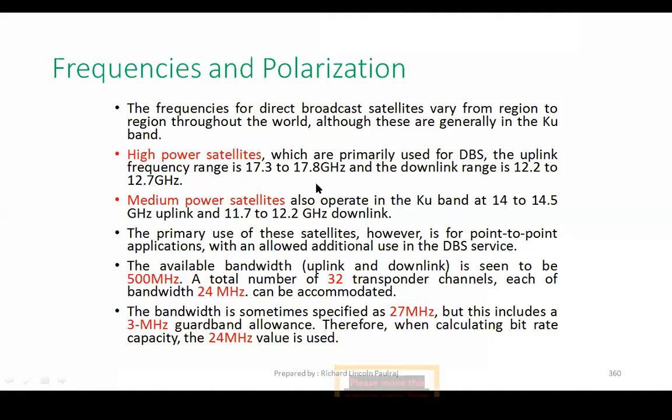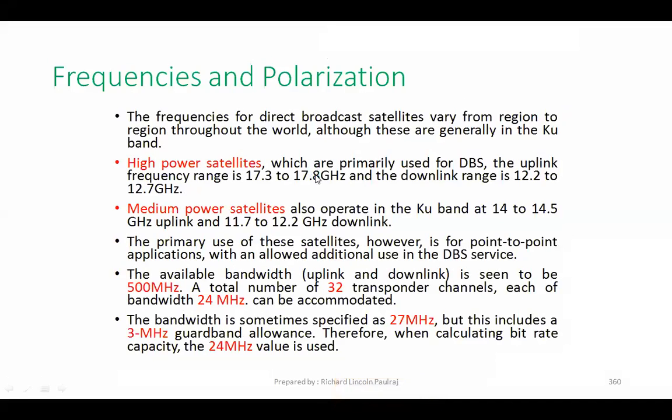So ultimately, we should make sure that our frequencies, which are used for uplink, need to be higher. And the downlink range, as you can see here, is from 12.2 to 12.7. For the downlink, this problem doesn't occur, wherein it doesn't actually require higher frequencies. So that is one advantage, wherein we can save a lot of power while transmitting information from the satellite. So this is for higher power satellites.